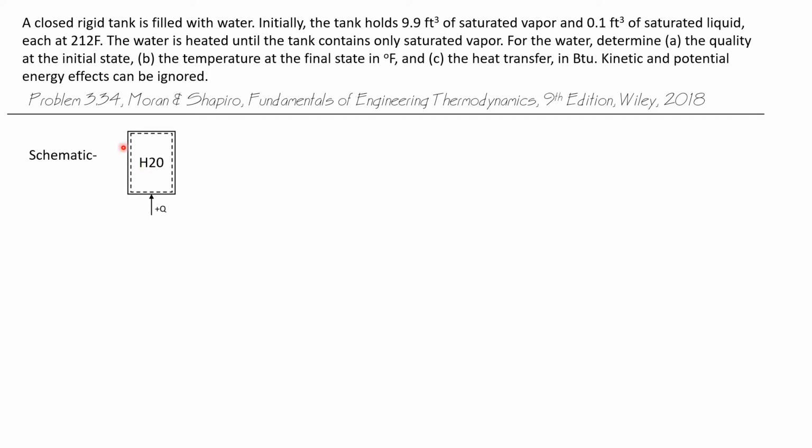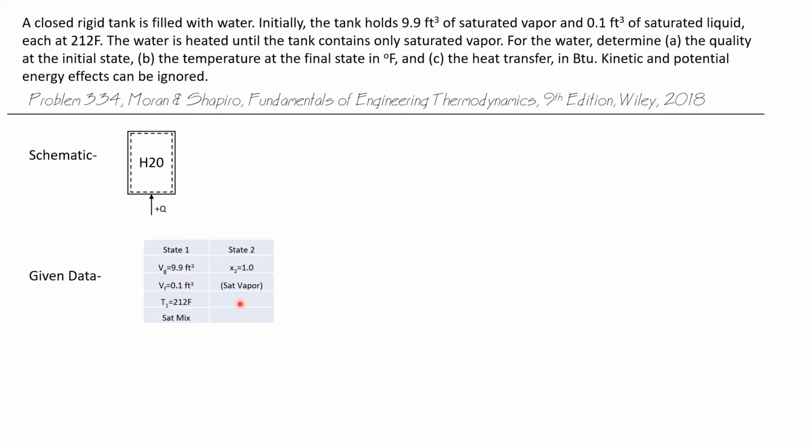We've got a rigid tank filled with water, and I've drawn the boundary of the system around the water molecules. We're given that at state 1, the volume occupied by saturated vapor is 9.9 cubic feet, and the volume occupied by saturated liquid is 0.1 cubic foot. So obviously the total volume of the tank is 10 cubic feet. It's a saturated mixture at 212 degrees Fahrenheit.